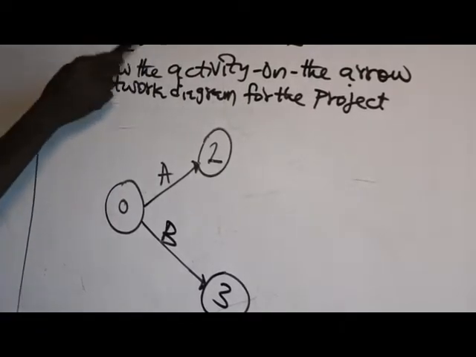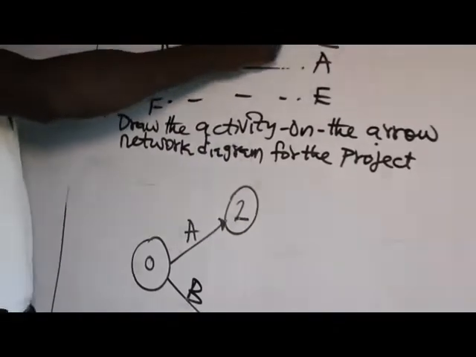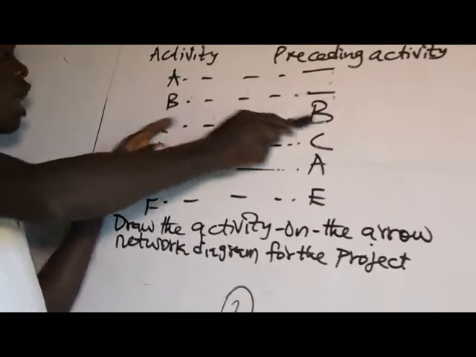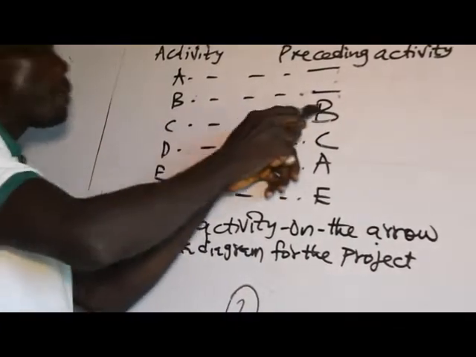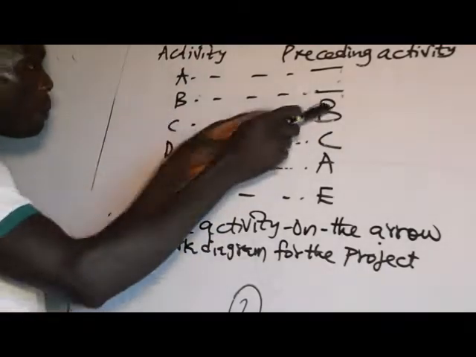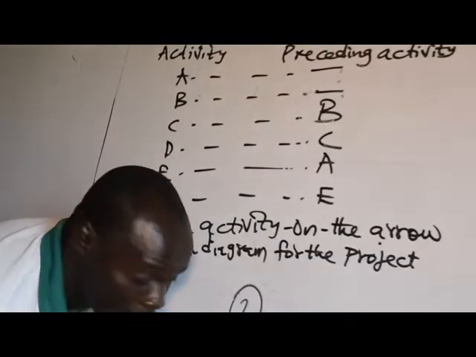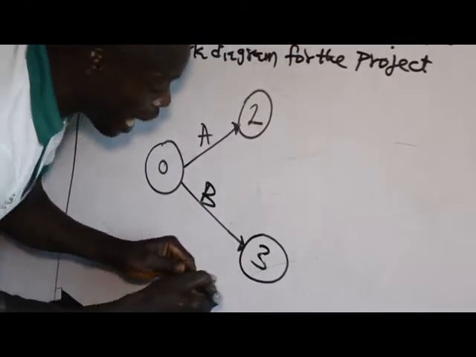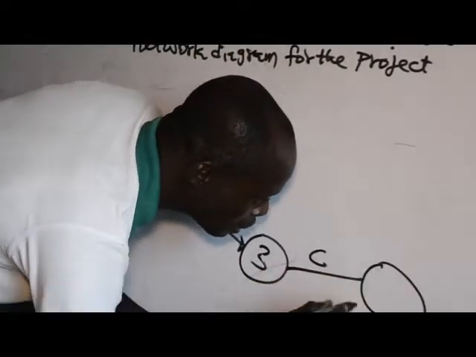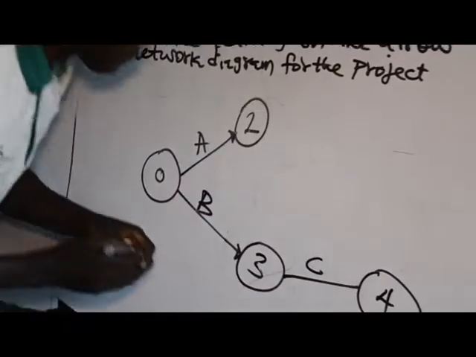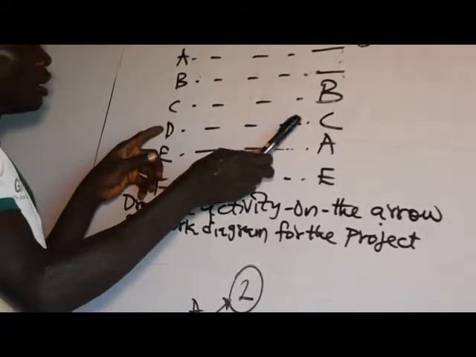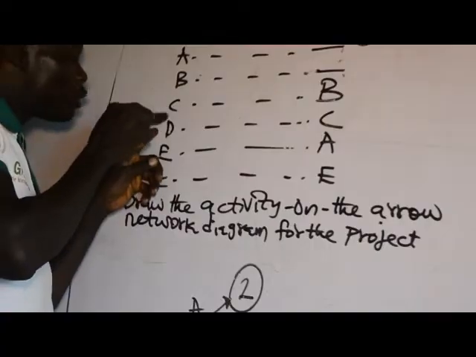Now from B we have C. B is an offshoot of C. That means from B, C will come up. Now, where do we have B? This is B. From that activity, then we have C. This is C now. Let's have this as number 4. Then from C, D comes up.